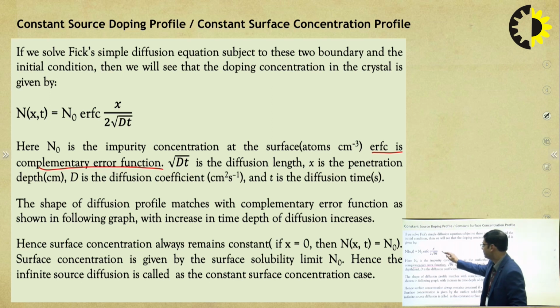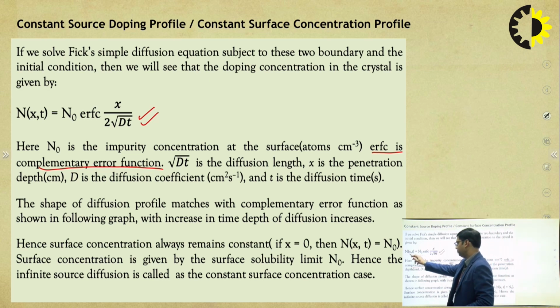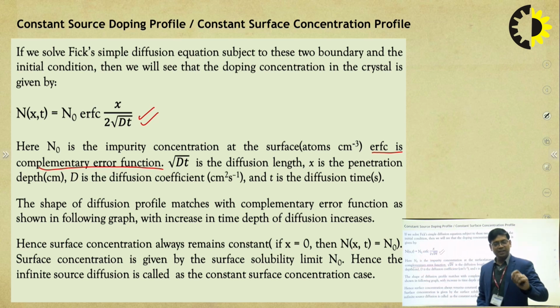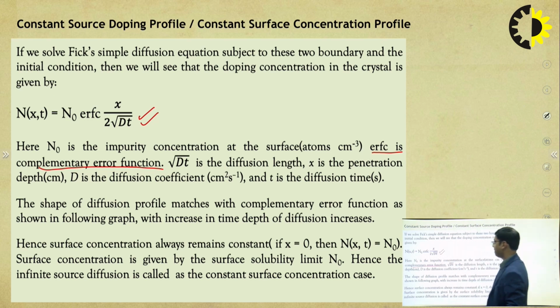This is the mathematical expression where at any point x inside the wafer, the concentration is given by N naught, that is the surface concentration, multiplied by the complementary error function of x divided by 2 under root Dt.